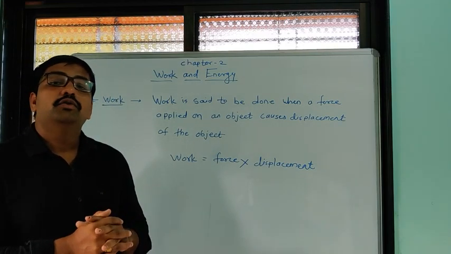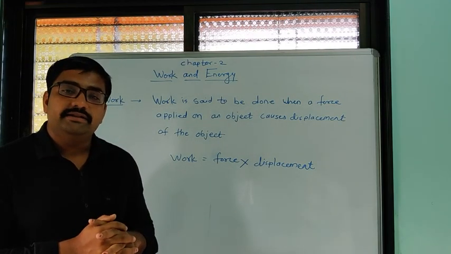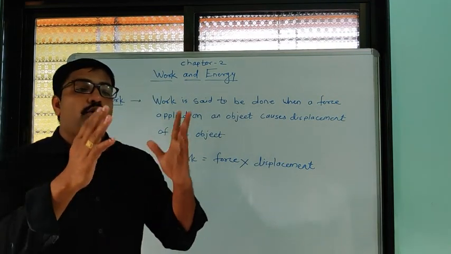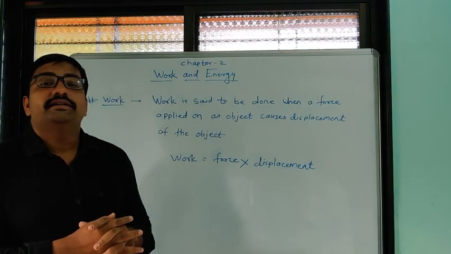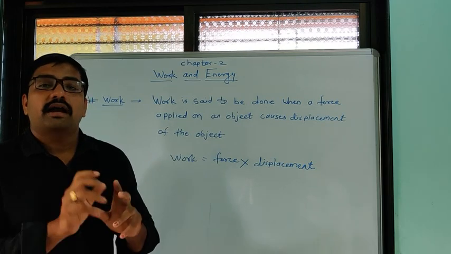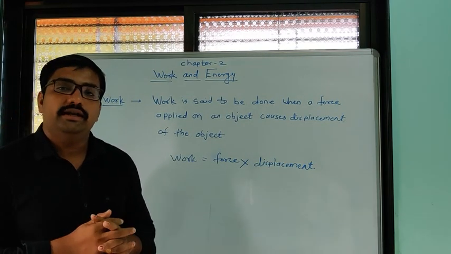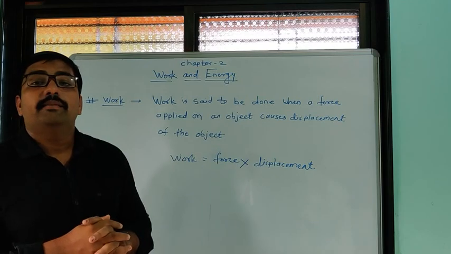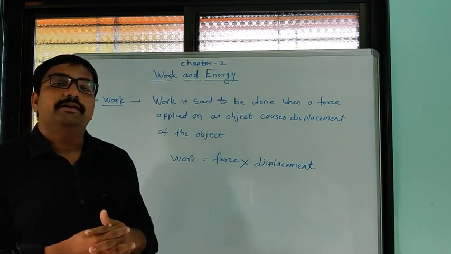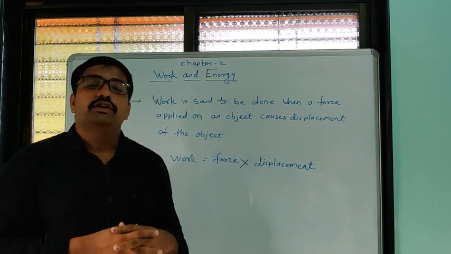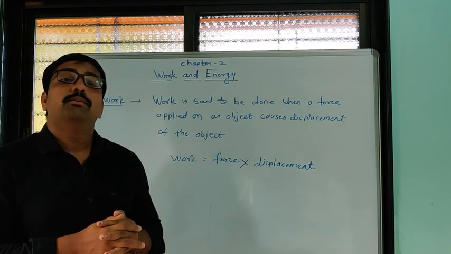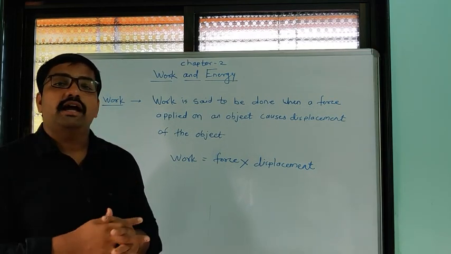There are two main types of mechanical energy. First is kinetic energy and second is potential energy. The combination of kinetic energy and potential energy is simply called mechanical energy. Kinetic energy plus potential energy is called mechanical energy. We already studied potential energy is nothing but the energy gained by an object due to its position. And we know that potential energy depends on the height.